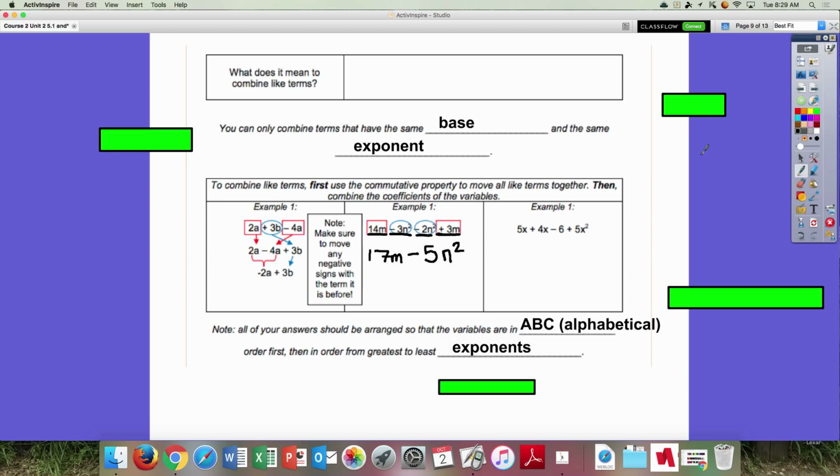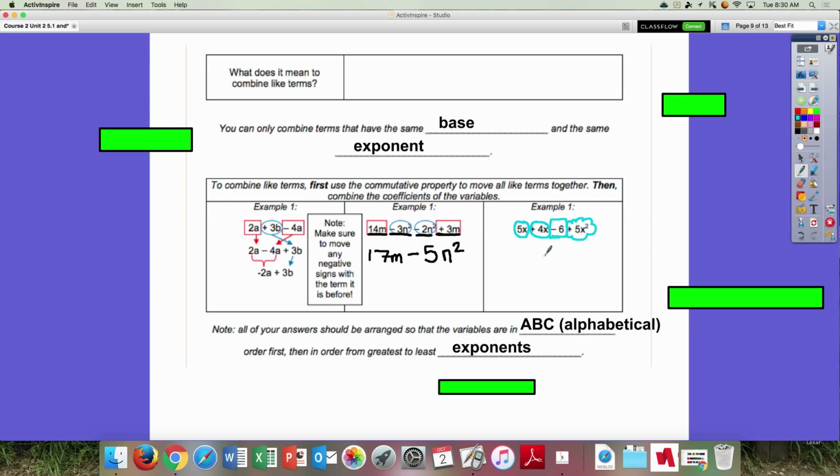So if we do the same thing here, I'll kind of do it a different color to make it easier. If I circle my 5x, what is like my 5x? My 4x, good. And then what is my minus 6? Is that different or the same? Different, good. So I'm going to put a square around that. And then what about this 5x squared? Is that the same or is that different? It's actually different, so I'm going to put a little cloud around it.